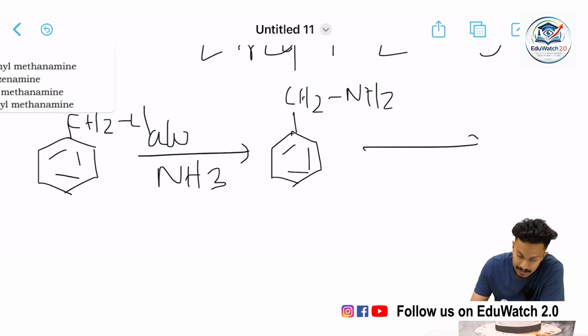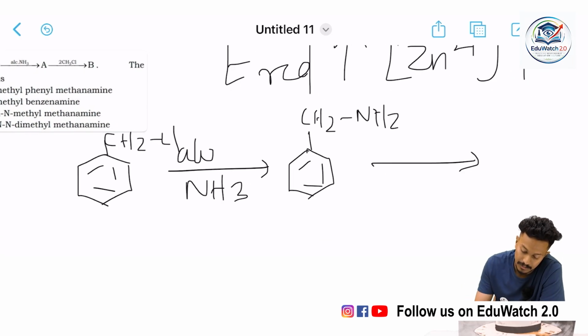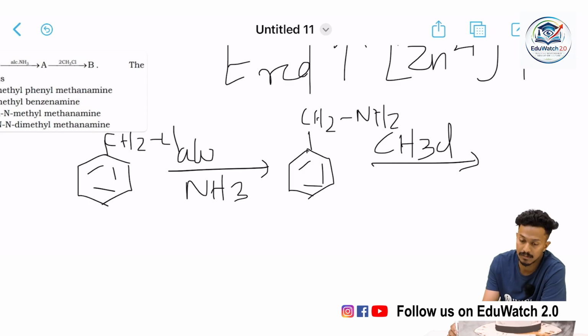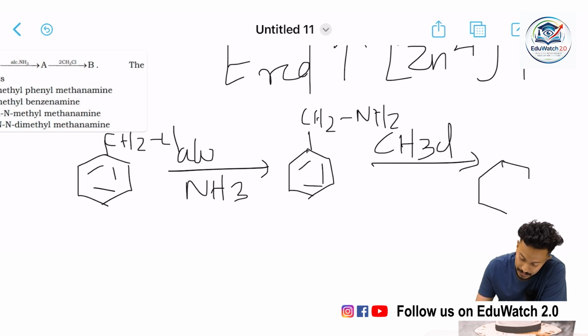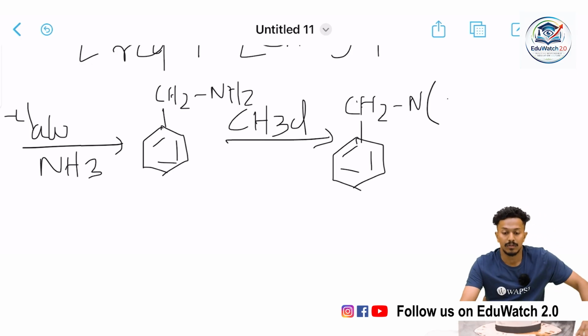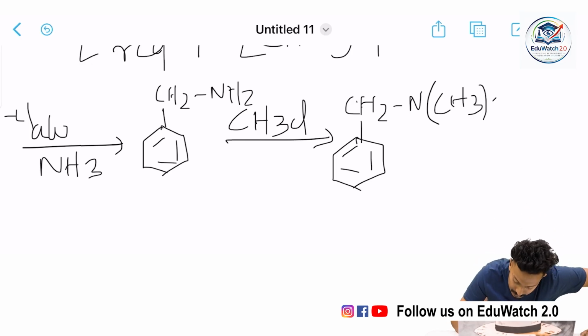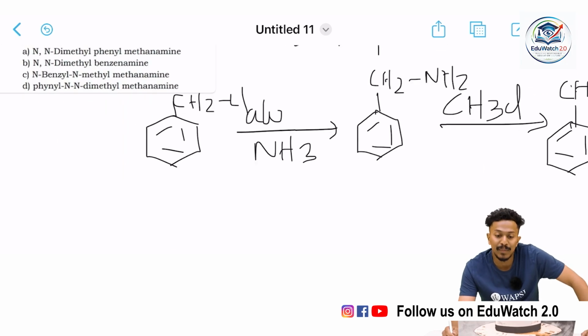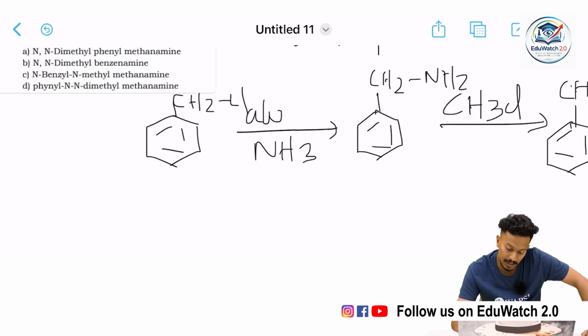And with this, when treated with CH3Cl, we get an ammonical CH2N with CH3 twice, which is N,N-dimethyl phenyl methanamine, right?